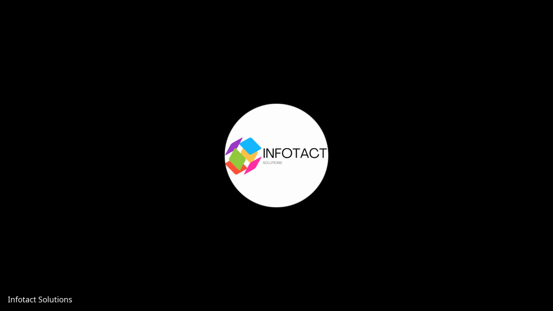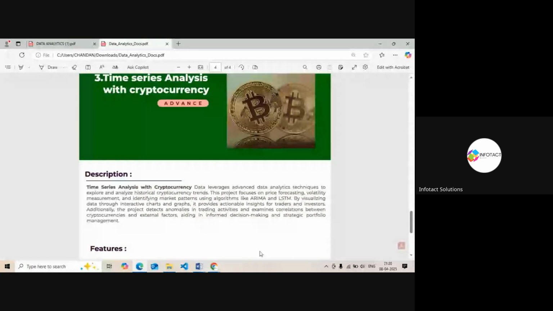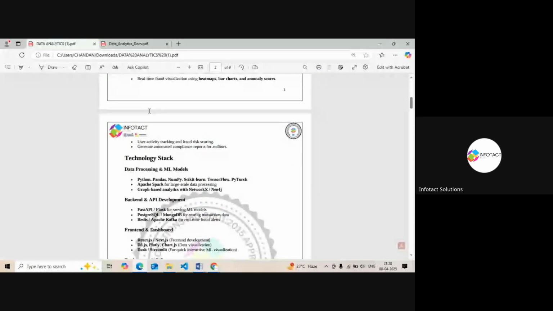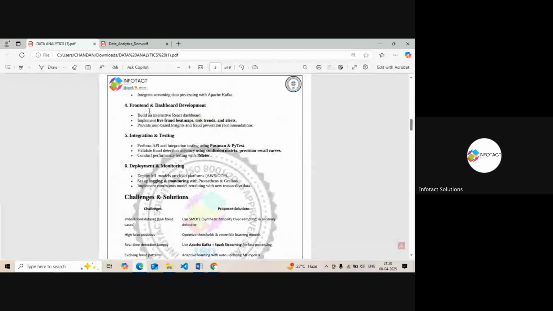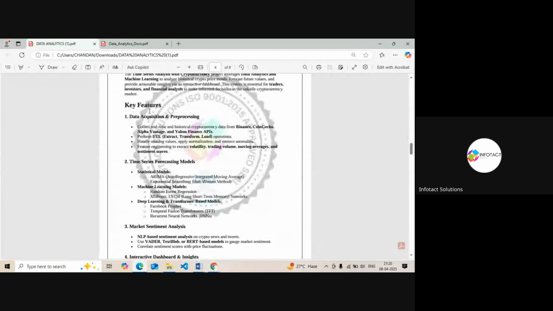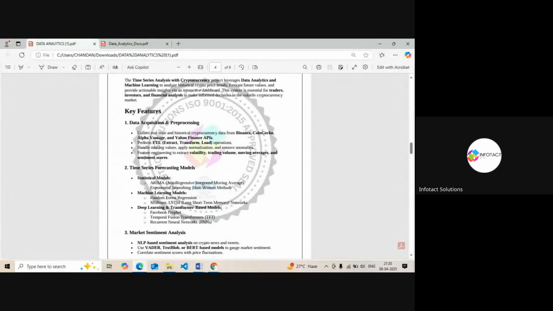This is your second project, time series analysis. This is the file that has been shared with all of you. The time series analysis is on cryptocurrency. The project analyzes cryptocurrency price trends using time series analysis, forecasting models, sentiment analysis, and volatility analysis. It also includes a graphical user interface for user interaction and real world application.